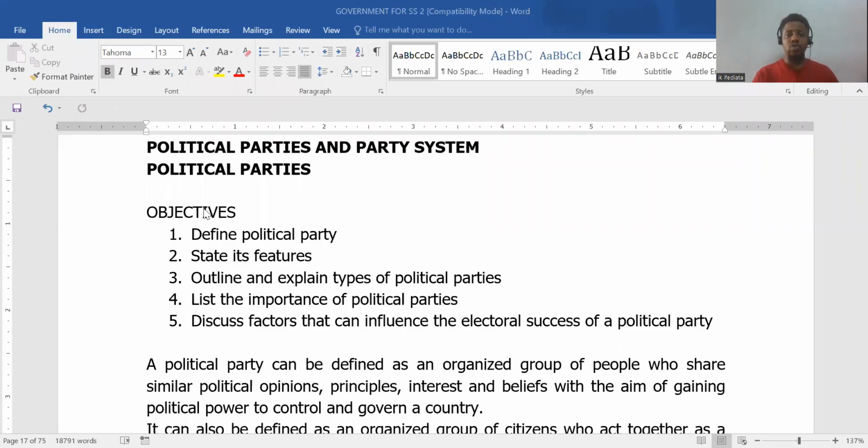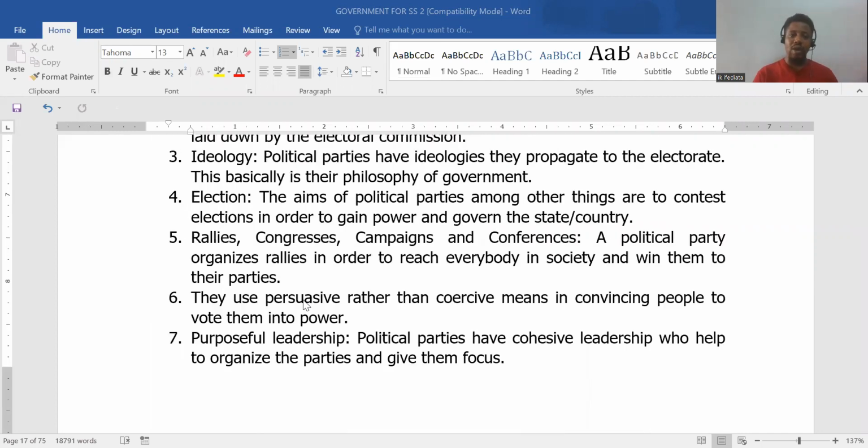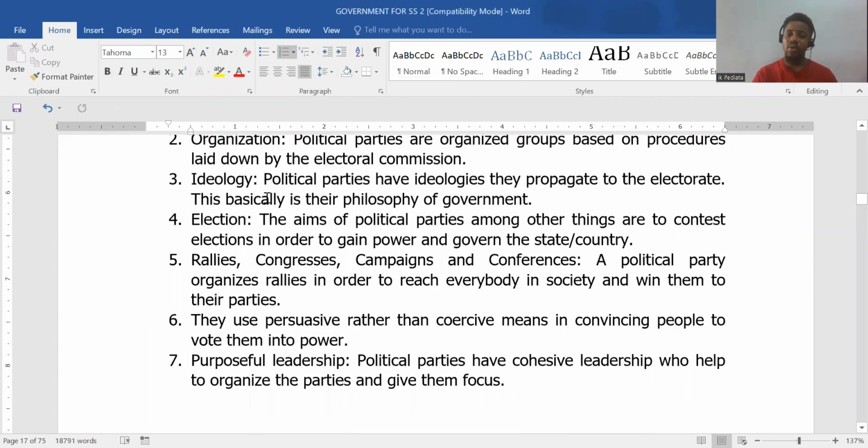So today we're going to look at political party and then we'll also extend to party system. And you'll see we'll have a lot to cover in this objective, right? Define political party, state its features, outline and explain types of political party and the importance of political party, discuss factors that can influence the electoral success of a political party. So we're going to run through a lot. I want you to put on your thinking cap and flow along with me while we start.